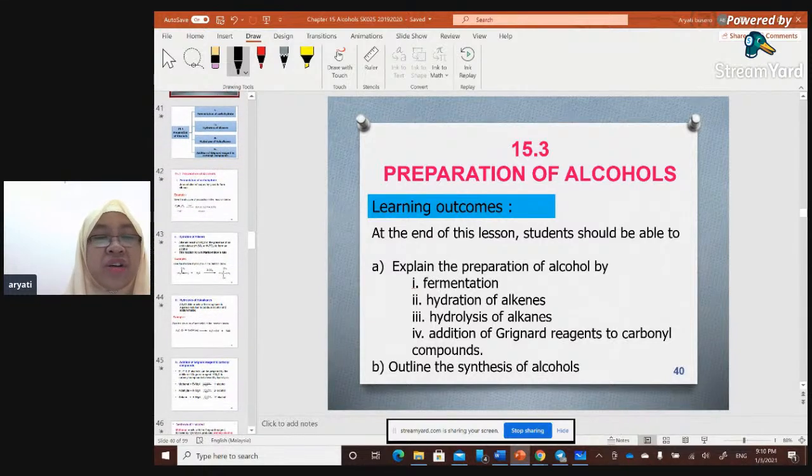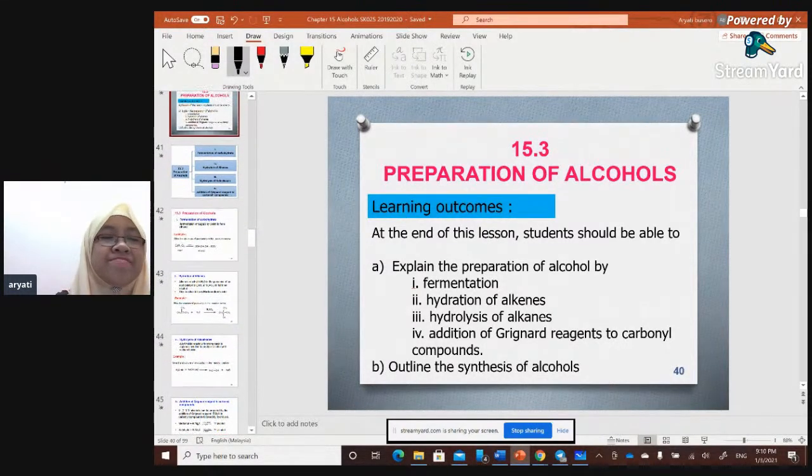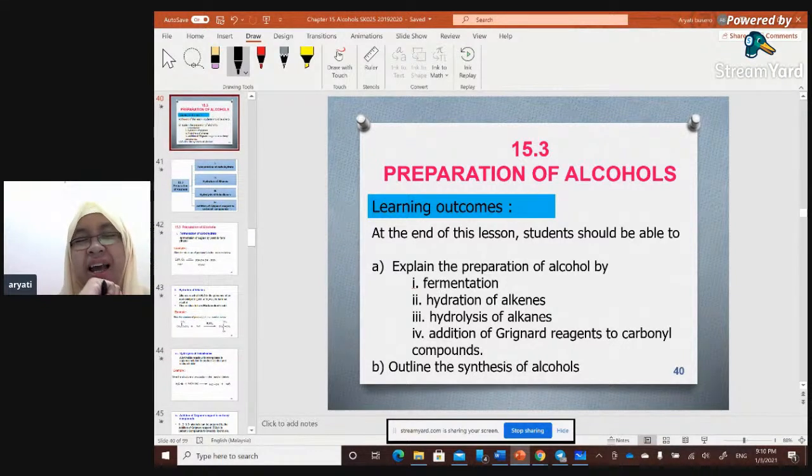Okay. So preparation of alcohol. So preparation of alcohol also some revision according to chapter alkyl, and haloalkane. So at the end of the lesson, we should be able to extend the preparation of alcohol by fermentation. Ini yang dalam makmal penyampaian. Okay. So if you have any carbohydrate such as sugar, kemudian kamu letakkan yeast, jadi akan jadi alkohol. Hydration of alkene, so this is refer chapter alkene.